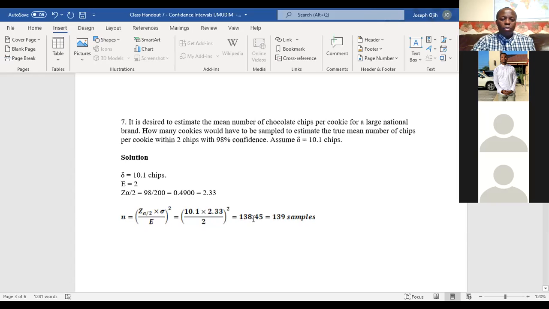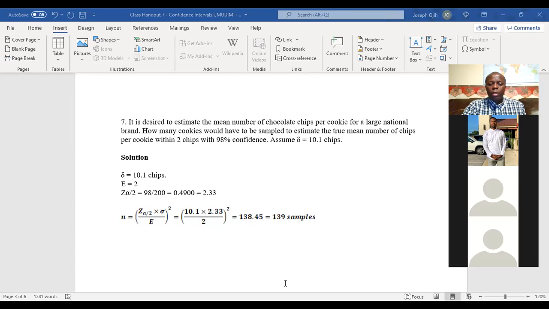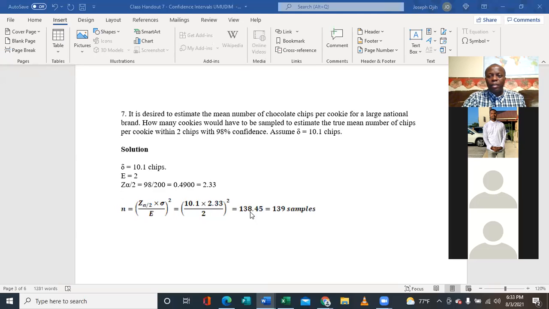Now, even though this is 138.45, if you go by the rules of algebra, this will be 138 samples if you round it. But we're not looking at rounding down. We are going to this number, 139 samples. So this is how you calculate the minimum sample size. Any question for me?